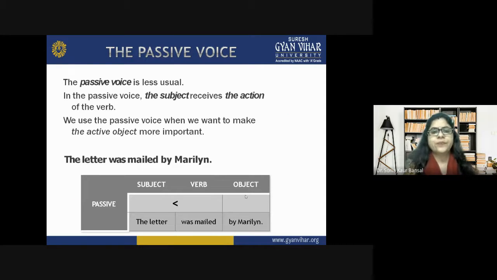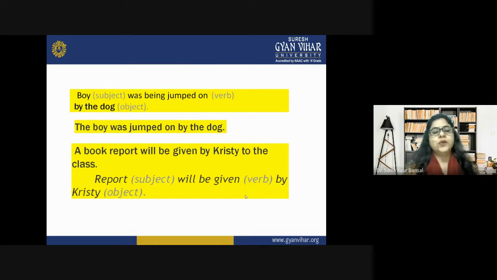Clear, students? Now see some more examples in front of you. The boy was being jumped on, that is the verb. By the dog is the object. So: the boy was jumped on by the dog. A book report will be given by Christy to the class. So the report is the subject. Will be given is the verb. And by Christy.